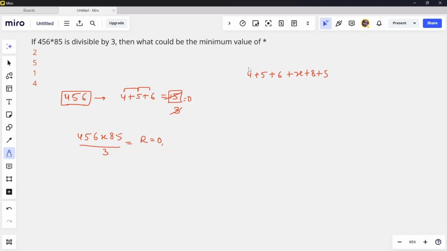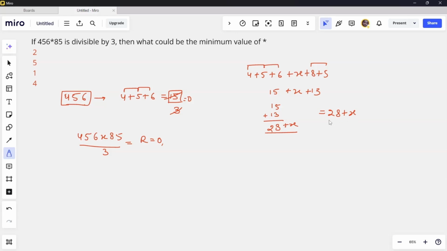So what is the sum of all the digits? 4 plus 5, 9. 9 plus 6, 15. 8 plus 5, 13. So 15 plus x plus 13. So 15 plus 13 will become 28, so 28 plus x. So the sum is 28 plus x.